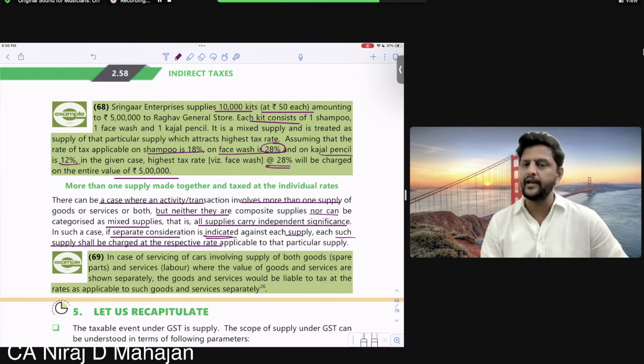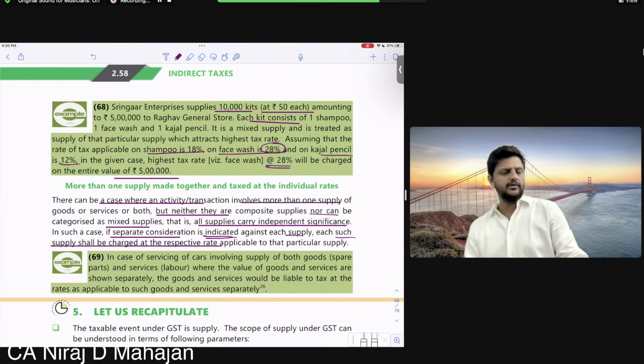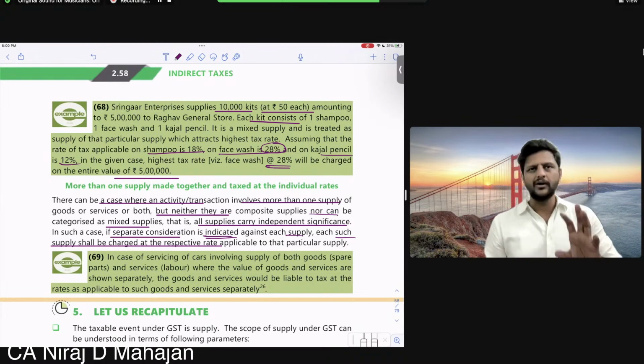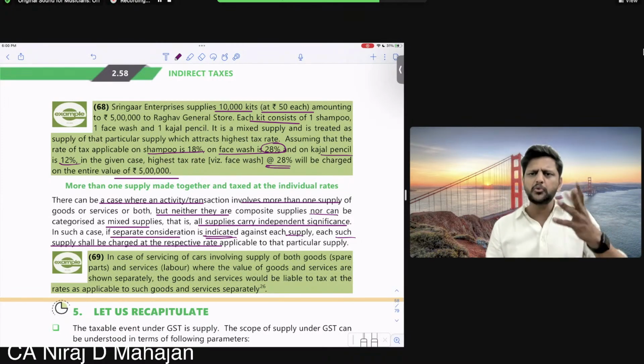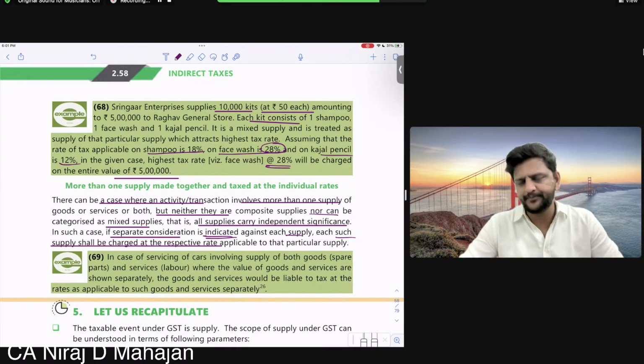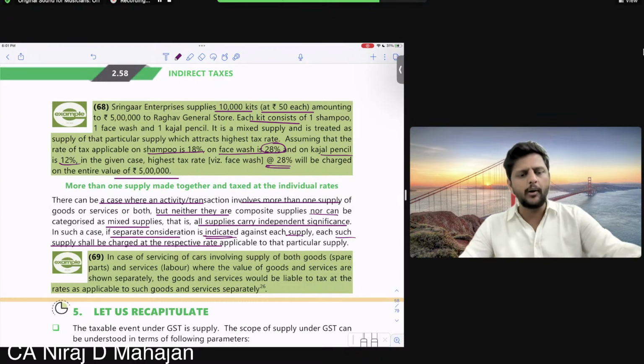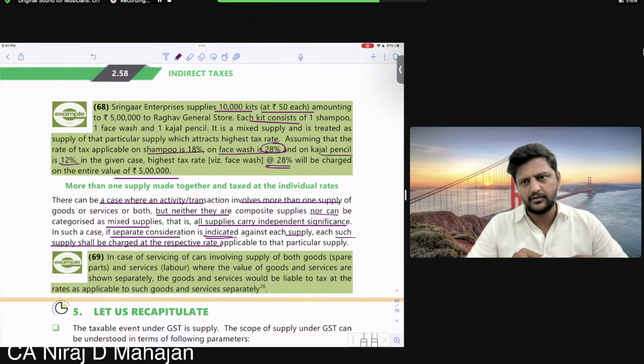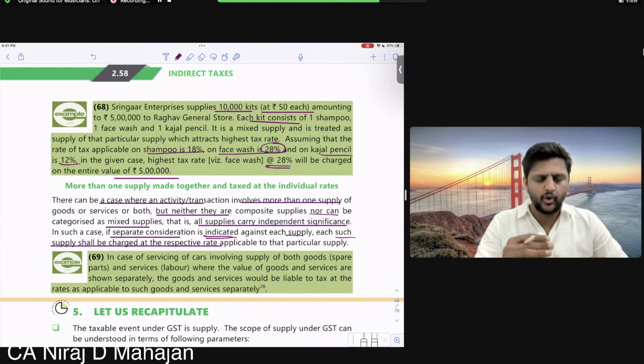Again, a classic example is a garage. I just had my bike serviced. So on engine oil 18%, on some part 12%, and on another 28%. My goodness, on that disc brake pad it was 28% GST, but only on that item. So it is neither composite nor mixed supply. They are all separate individual supplies, and the amounts were shown separately, so GST rates were also applicable at their respective rates.